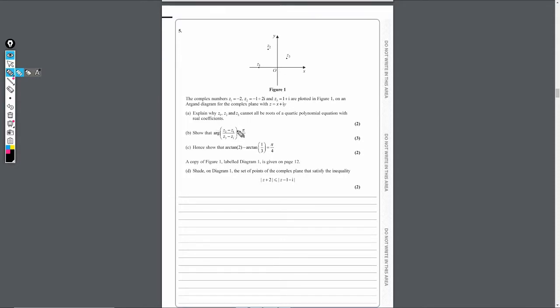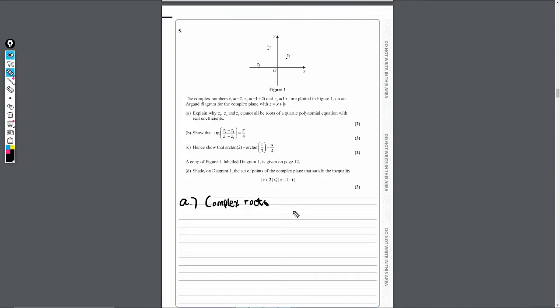And part A just asks us to explain why Z1, Z2 and Z3 can all be the roots of a quartic polynomial equation with real coefficients, okay? So 2 marks for this. So for part A, well, the key thing to understand for complex numbers, and especially complex roots in this case, because that's what we're dealing with, the key point is that complex roots of a polynomial, you've got to remember, these occur in conjugate pairs, right?